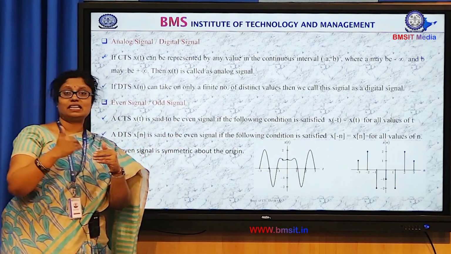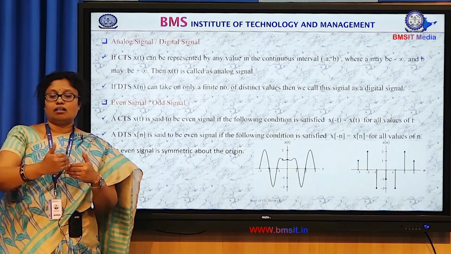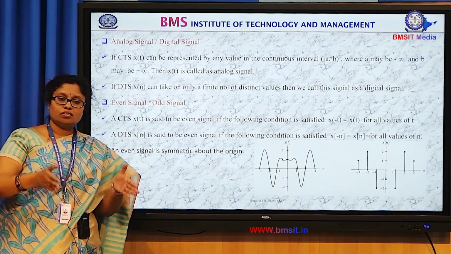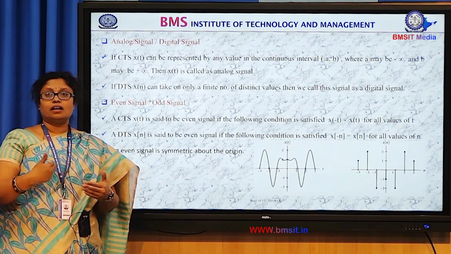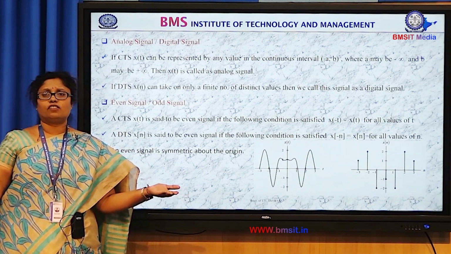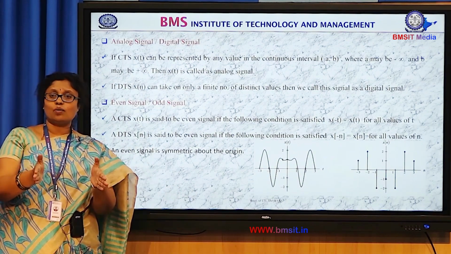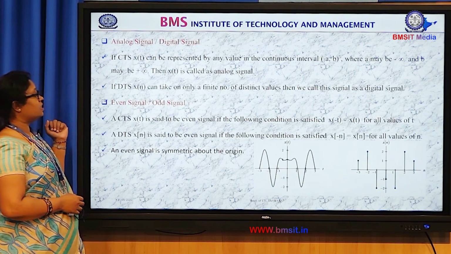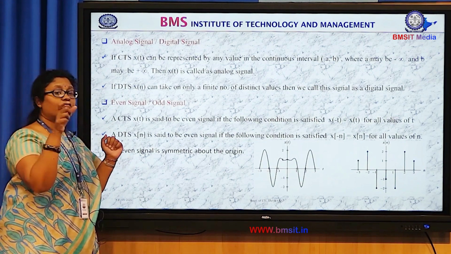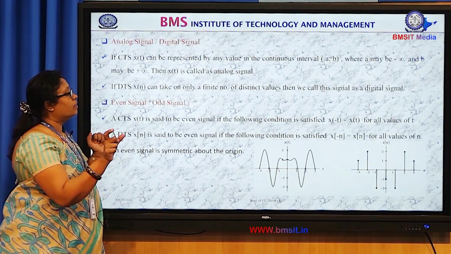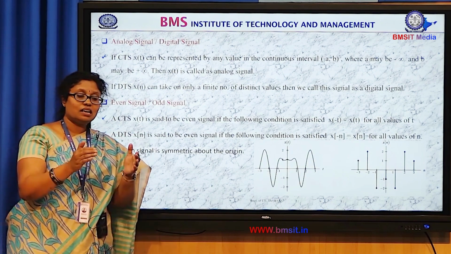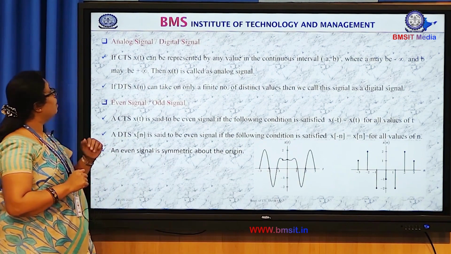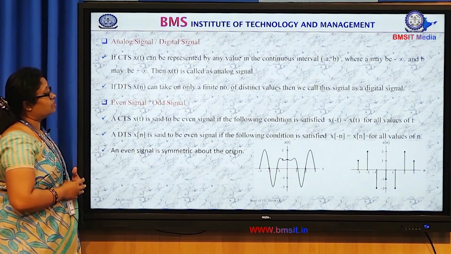So we say it is a sub-classification of CTS, that is your continuous time signal. A continuous time signal is represented for the entire duration of time, but when we have an interval of time, then we call it an analog signal. Similarly, for discrete sequences, we have a finite number of distinct values, that is, the signal is specified for a finite duration of time, -n to +n. That is what your analog and digital signal is.